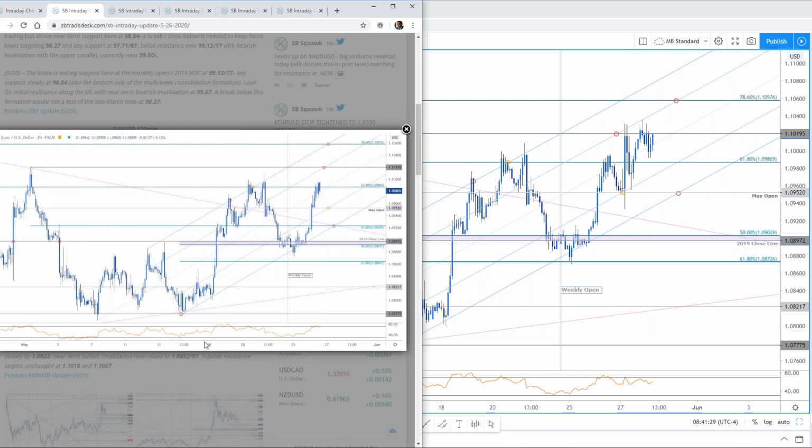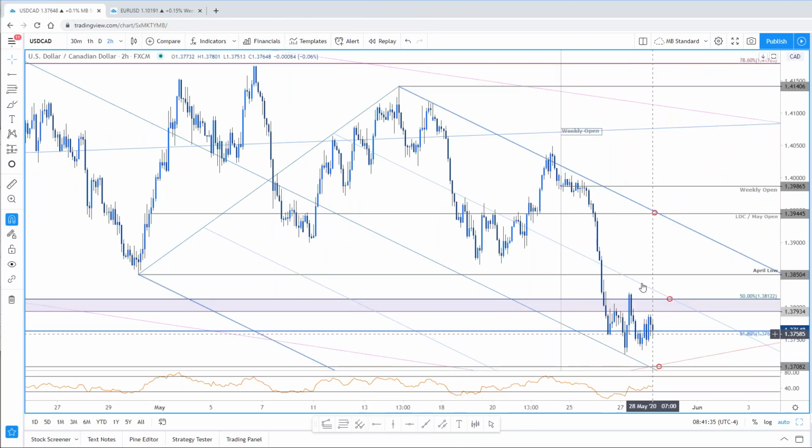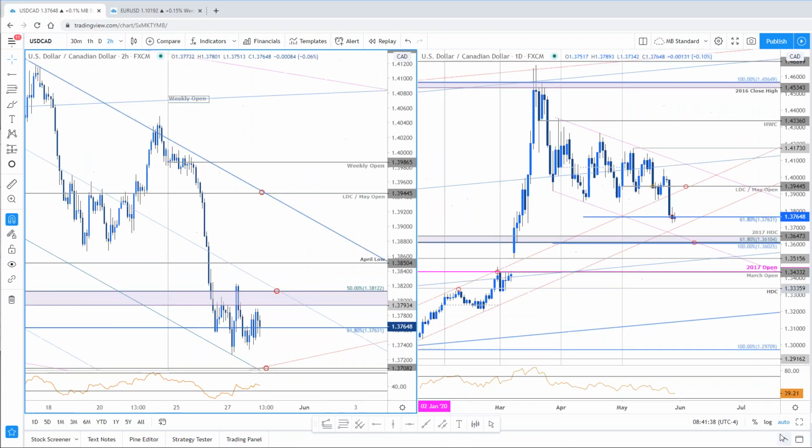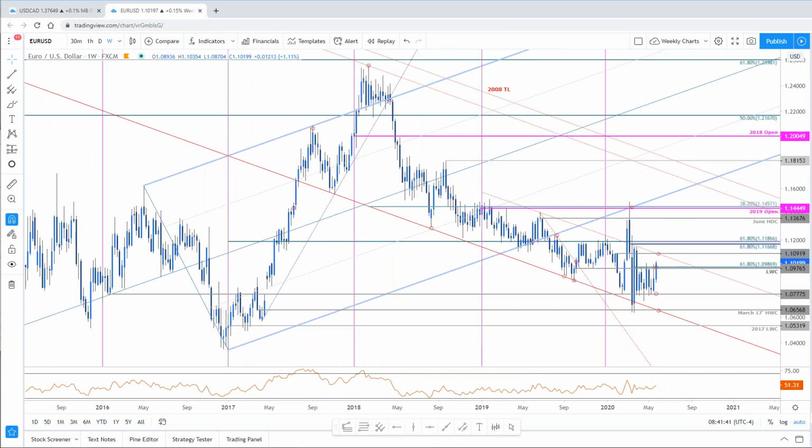That's number 2. Dollar CAD. Great move there, sitting at support. Okay, sitting at support. Here's dollar CAD. Let me take a step back here. Here's dollar CAD on the weekly chart.